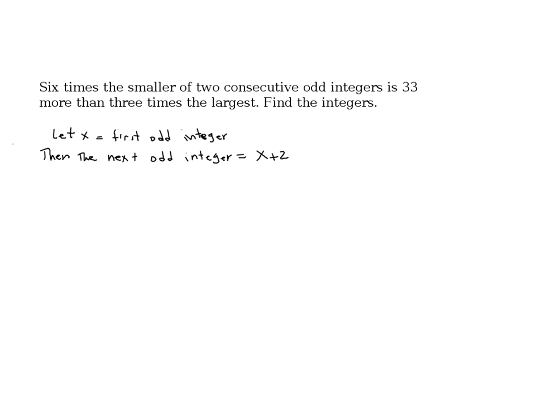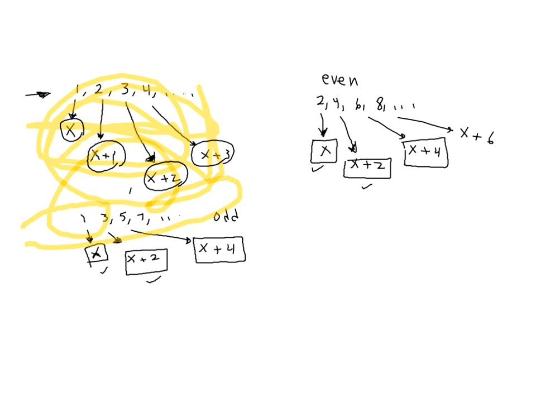This is the page. The integers would be 1, 2, 3, 4. If the first one is x, the next one is x plus 1, the next one is x plus 2, and so on. With even or odd integers, if the first one is x, the next one is x plus 2. So odd integers, if the first one is x, the other one would be x plus 2, and so on. Now we've got our assumptions based on that.